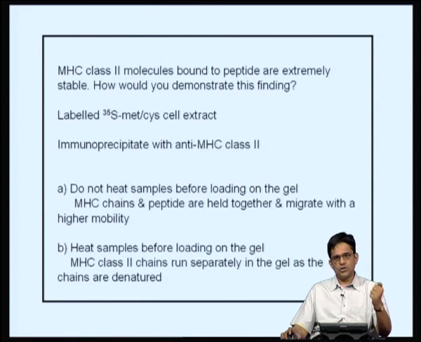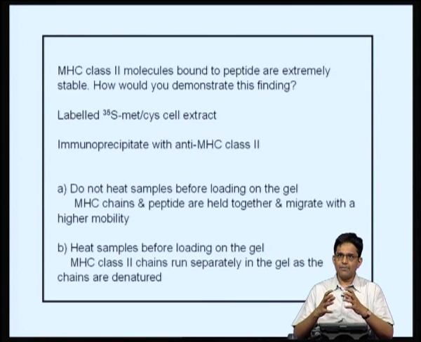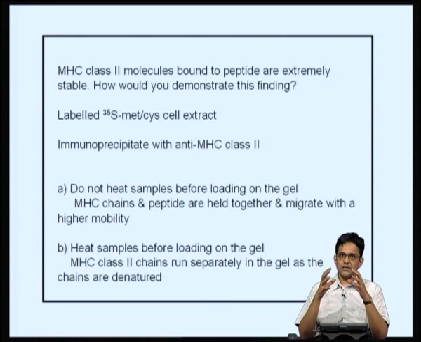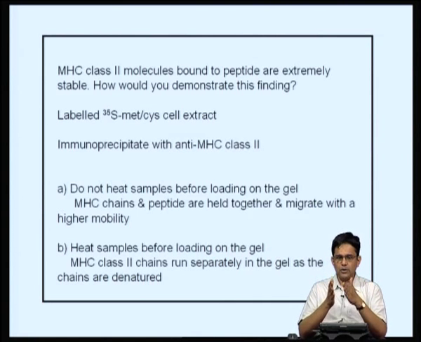So, you put it up on an SDS page and run it, and the other is you heat the samples before you load. Now, when you heat the samples, remember, MHC class 2 molecules consist of alpha and beta chains, and they will fall apart. The peptide will be gone because you will not be able to see the peptide in the gel. You will see the MHC class 2 alpha and class 2 beta.